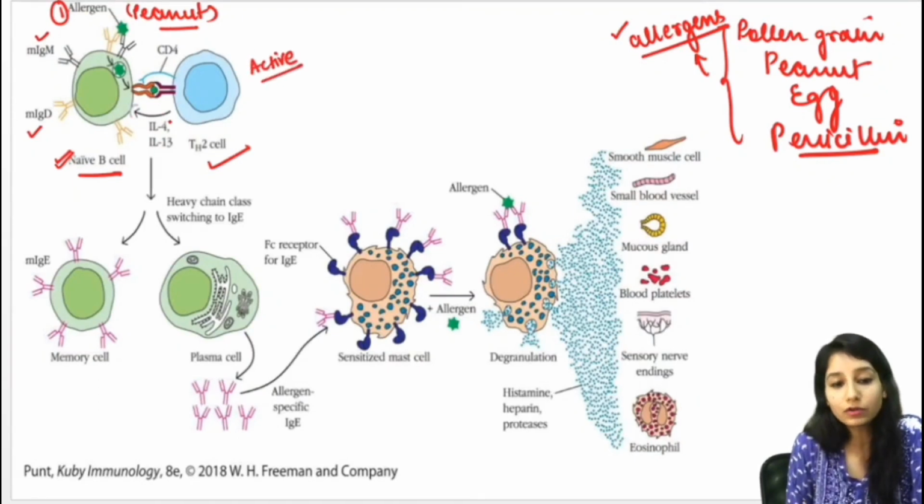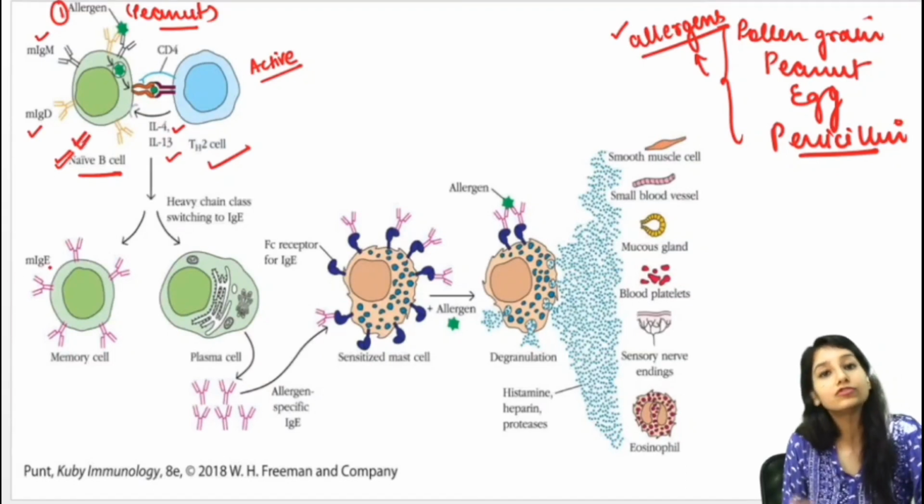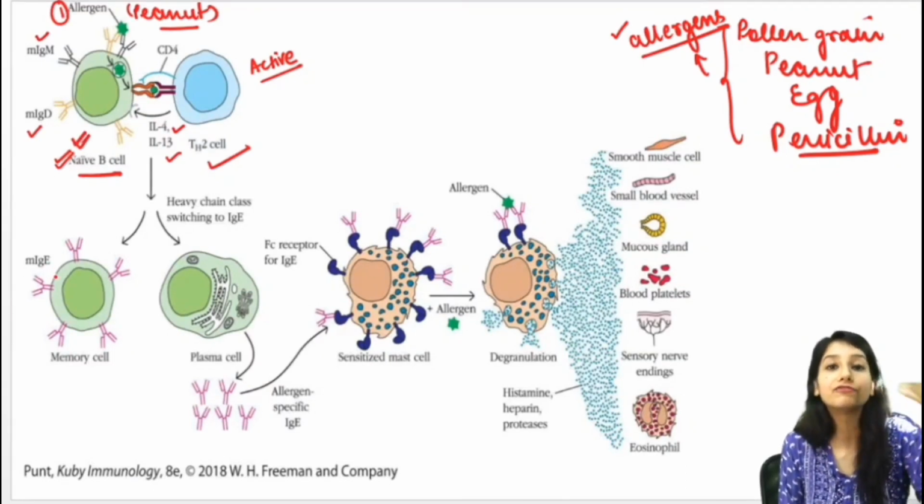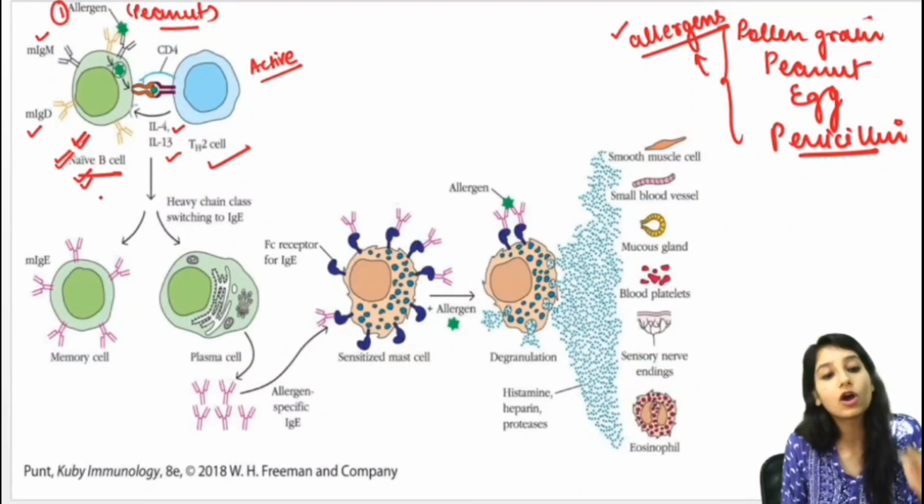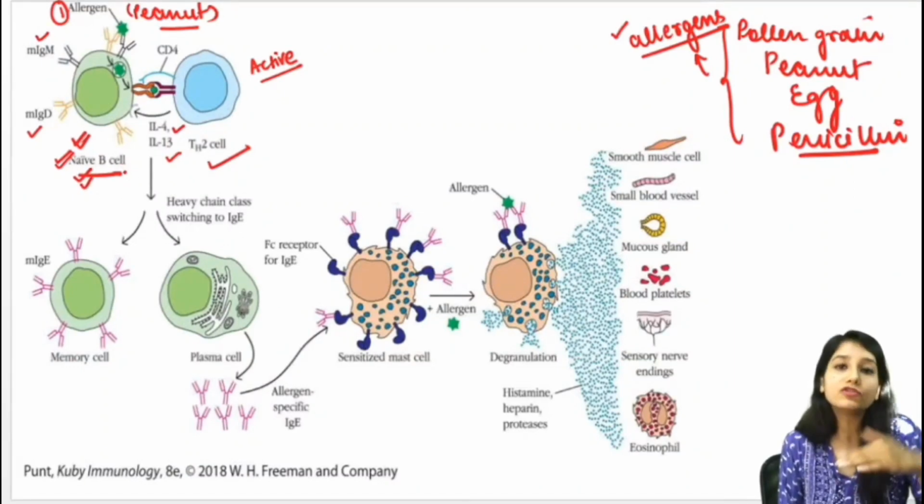After that, what will it do? It will release interleukin 4 and interleukin 13. Why is it releasing interleukin 4 and interleukin 13? To tell the naive B cell to mature and to get converted. Right now it's immature, and it is giving the message to the naive B cell to mature.